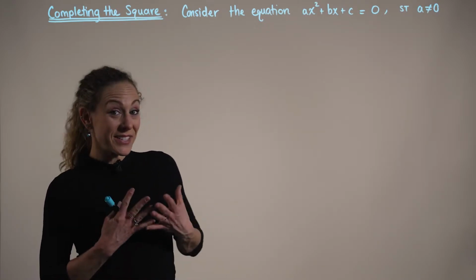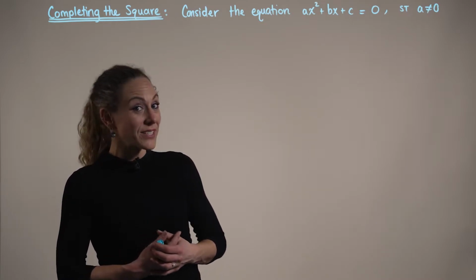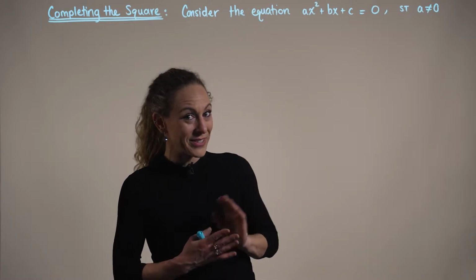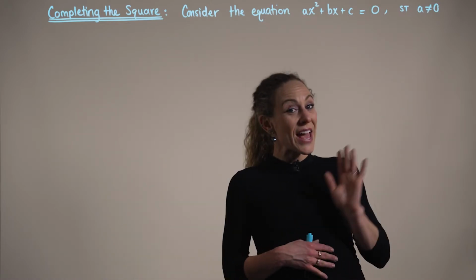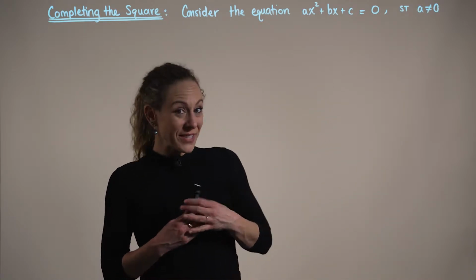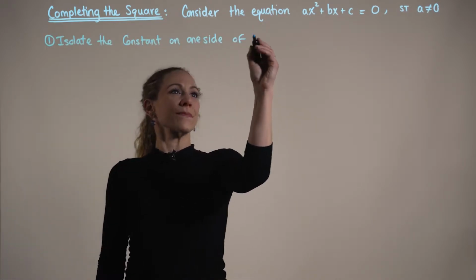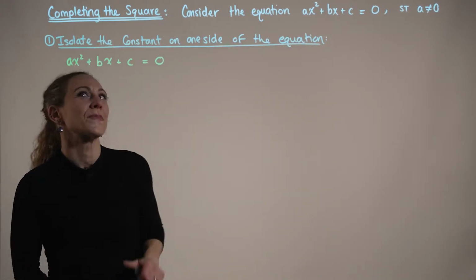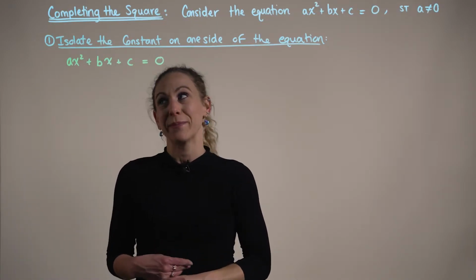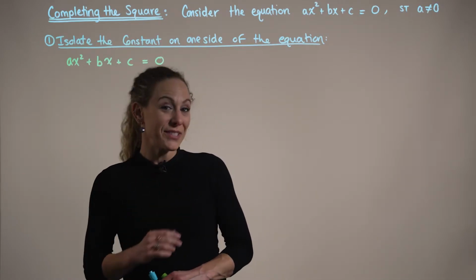So to get us started, let's consider the quadratic equation ax squared plus bx plus c is equal to 0, where a, b, and c are all real numbers, and of course, our leading coefficient a cannot be equal to 0. So the first thing that we need to do here is to isolate the constant term on one side of the equation. So in order to isolate this constant c, we're going to subtract it from both sides.